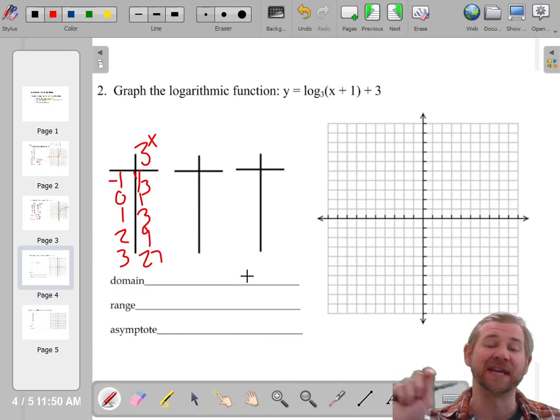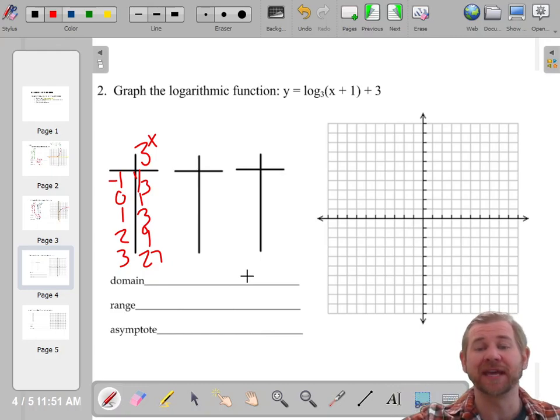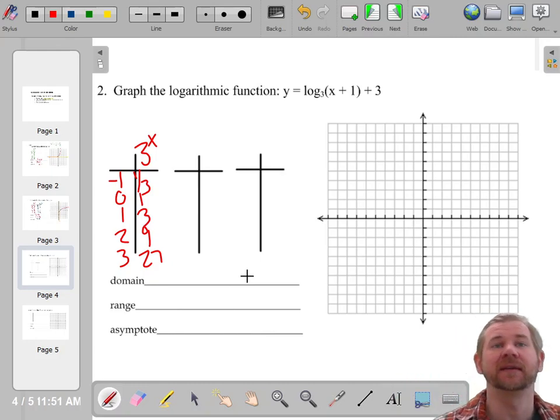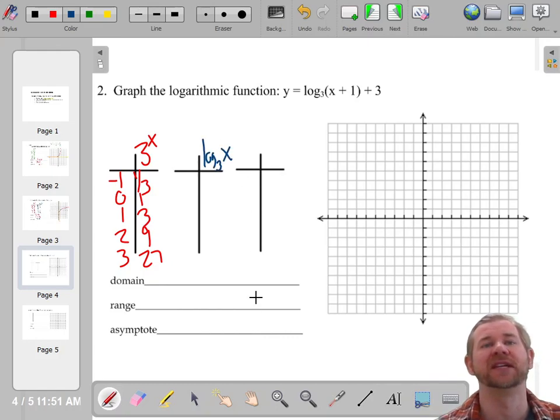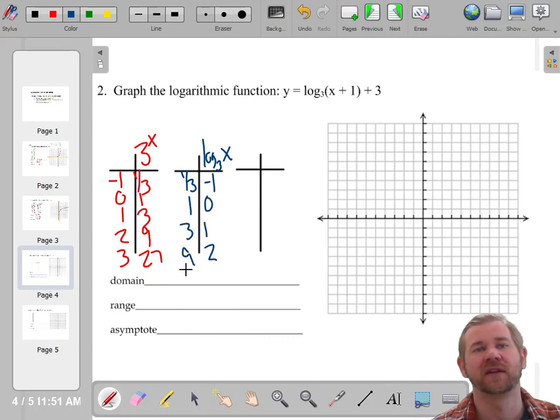But now I have a base 3 exponent. I want to make it a base 3 log, so I'm going to flip it, and this will be base 3 log. This will be my parent function for a base 3 logarithm. Flip it. 1/3, -1. 1, 0. 3, 1. 9, 2. I can't fit that on the grid anyway, so I'm just going to stop. Okay, 27, 3.